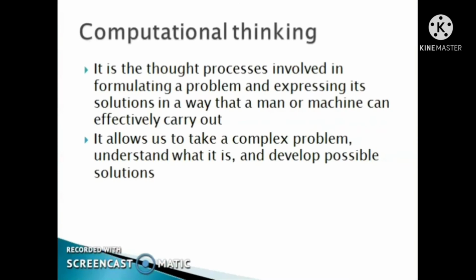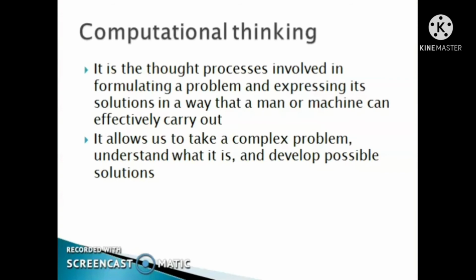Computational thinking is the thought processes involved in formulating a problem and expressing its solutions in a way that a man or machine can effectively carry out. So, to write any program, first we have to think computationally about the problem and its solution, and then we have to write the program in a programming language.